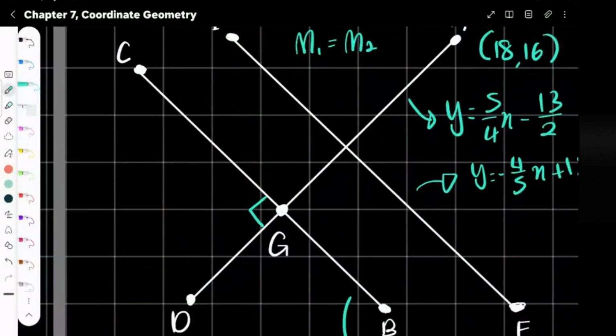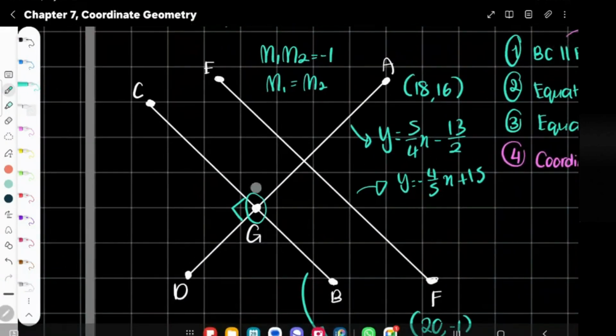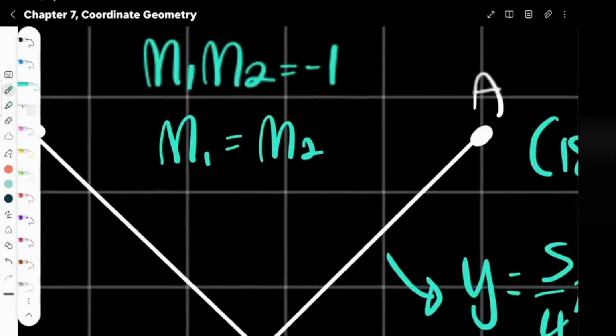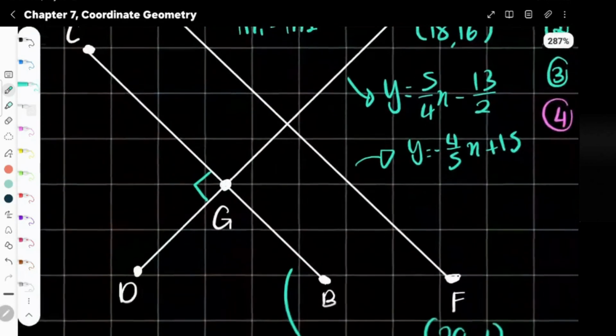What can we do here? Can we use the gradient formula? No. You know why? Because G is a coordinate. It's not a straight line, right? So we cannot use this formula here. So what can we actually do?